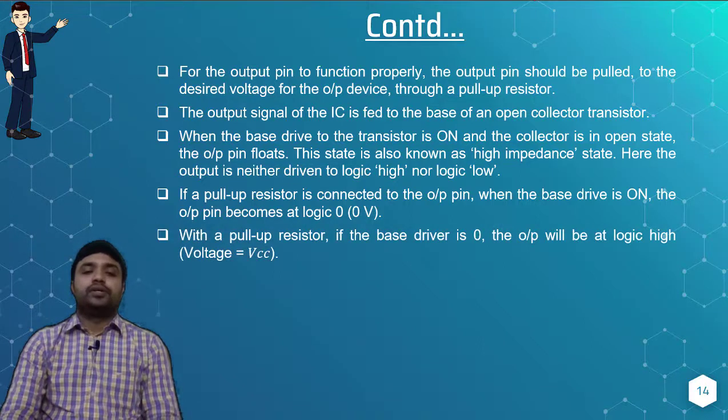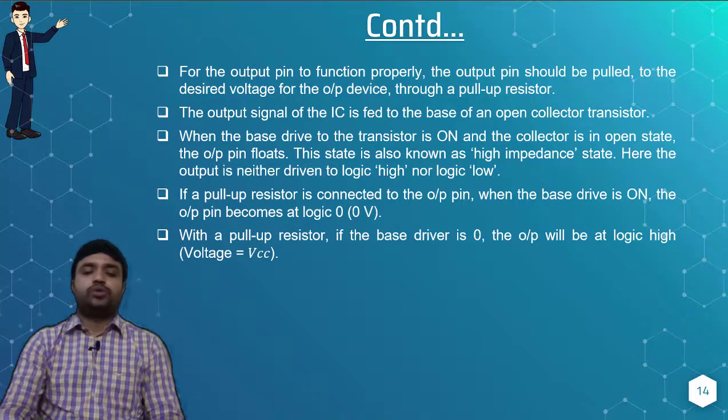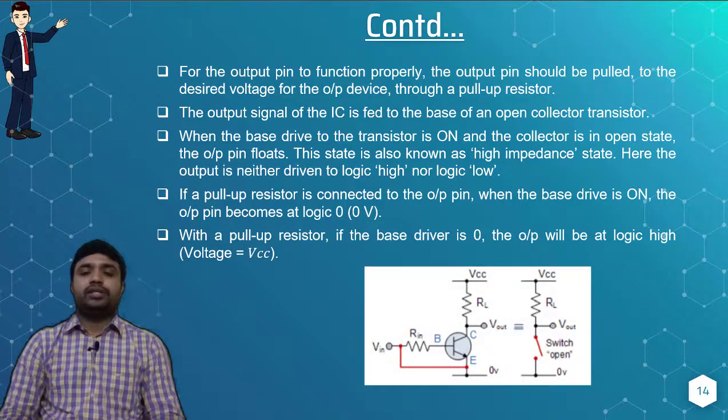And for the other combination, with a pull-up resistor, if the base drive is 0, that means the base drive is off, the output will be at logic high, that is, the voltage applied at the collector terminal is equivalent to your supply voltage, VCC. So these are the configurations, and this is the representation of your circuit with a pull-up resistor.